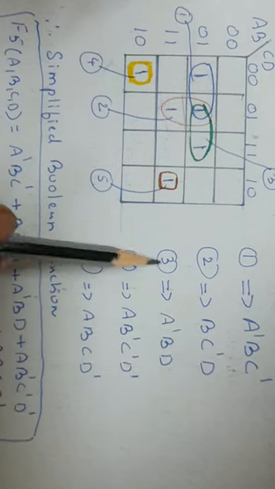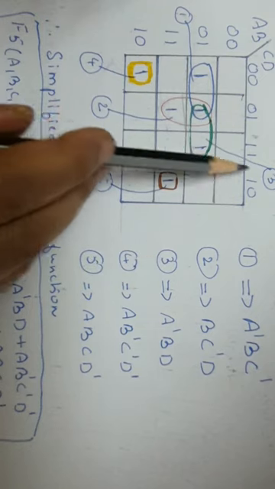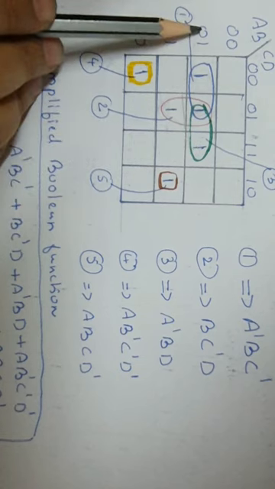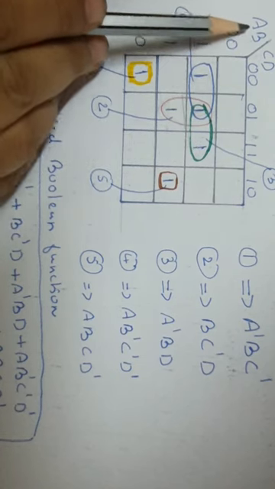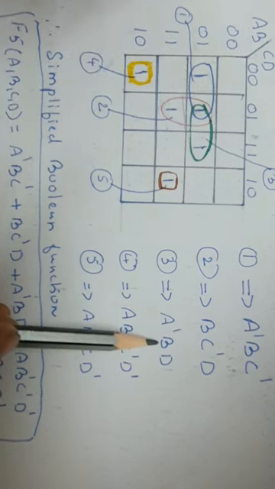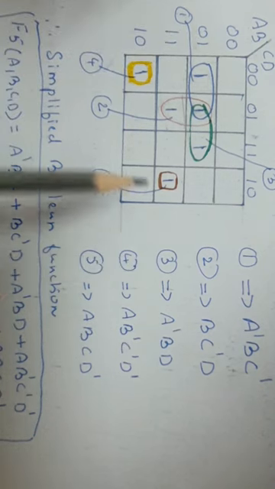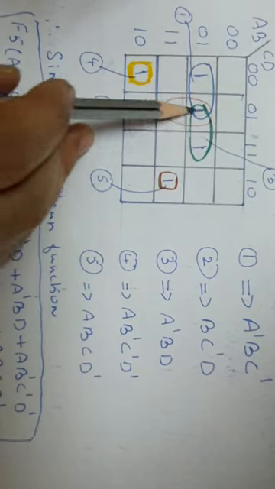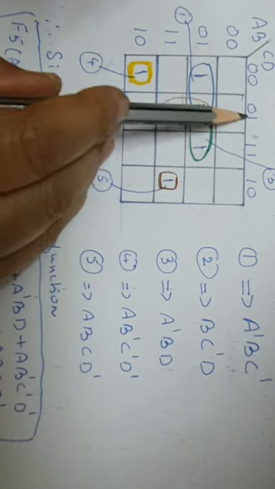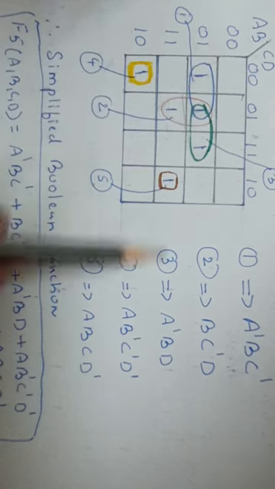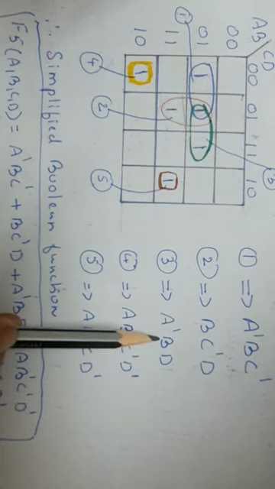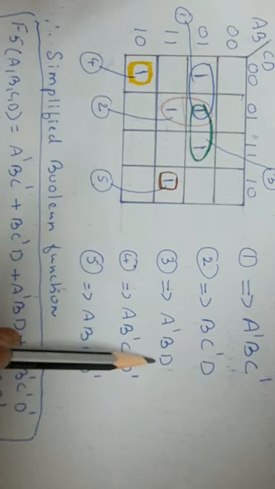Okay, next, in the third group, these two are the members. These two 1s are in the same row, so 0, 1 is common with respect to AB, so A dash B, that is row wise common in the third group. In the third group, column wise these two fall in two columns, 0, 1 and 1, 1, so 1 is common, that is corresponding to D, hence D we have written. Hence in group 3, row wise A dash B is common, column wise D is common.